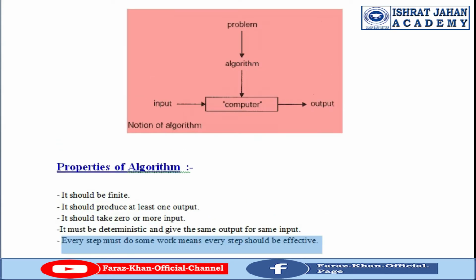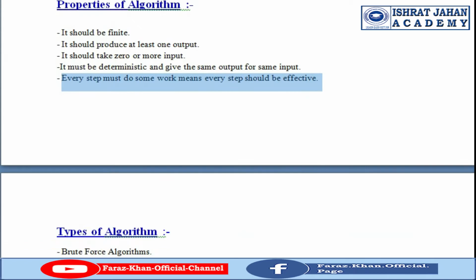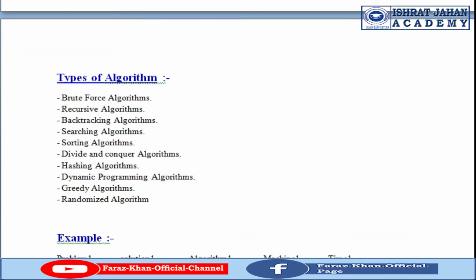Let's move on. So how many types of algorithm do we have? We have many different types: brute force algorithm, recursive algorithm, backtracking algorithm, searching algorithm used for searching, sorting algorithm used for sorting, divide and conquer algorithm, hashing algorithm, dynamic programming algorithms, greedy algorithms, and randomized algorithm.